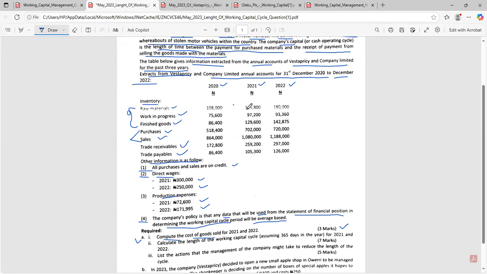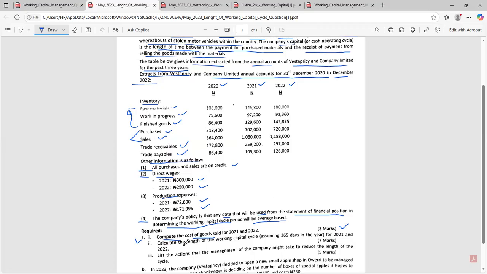So ICAN is telling you that the option they want you to go with is the average figures. Don't just pick inventory for the actual year and divide it by whatever you need to divide it with. Ensure that you pick the average figure. This is a warning from the examiner, and that is what you must do.